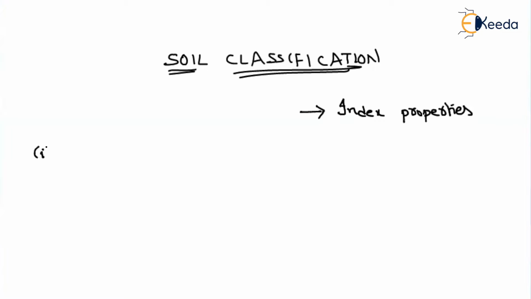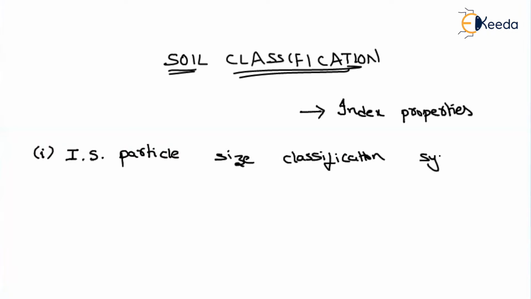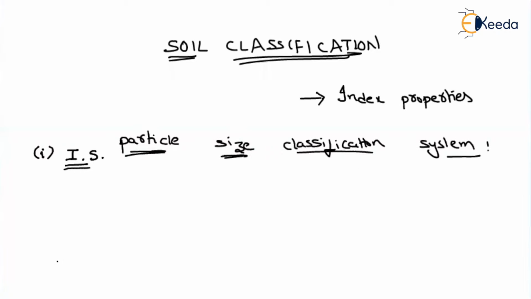So first one, we will call it the Indian Standard particle size classification system. Here, by the name, we can understand that Indian standards are followed. Particle size classification system means how the size of the particles is classified. So if you see here, we have different types of soil.